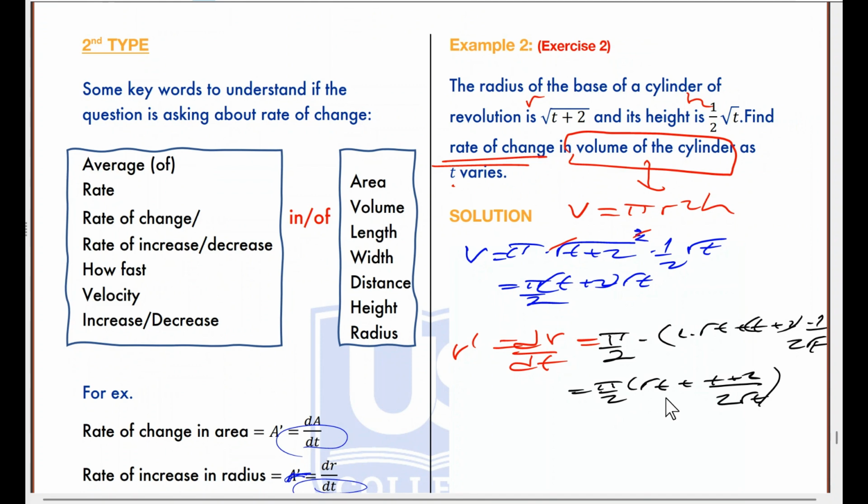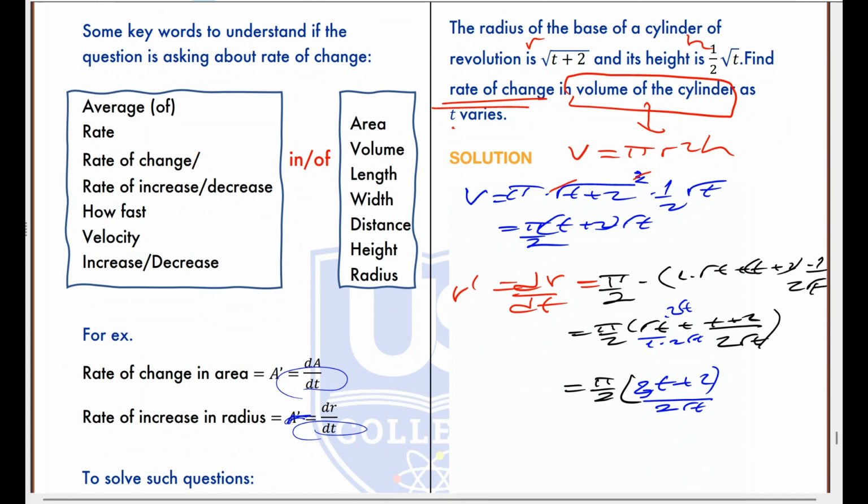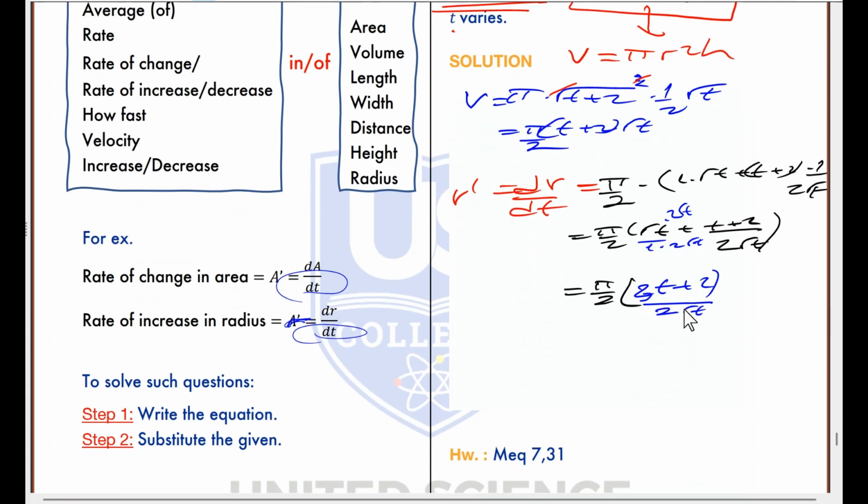It is not written in simplest form. Let's equalize denominators. Pi over 2 stays. When I equalize denominators, I will multiply top and bottom by 2 root of t. So it becomes 2t plus t, which is 3t plus 2, over 2 root of t. Another simplification: we have two 2's at the bottom. So it's pi times (3t plus 2) over 2 times 2 square root of t.